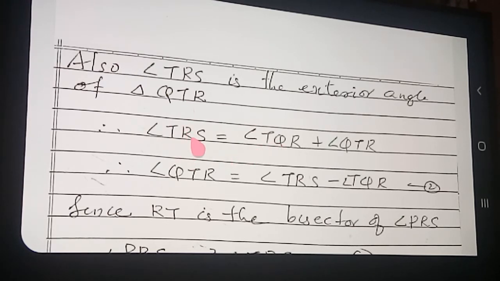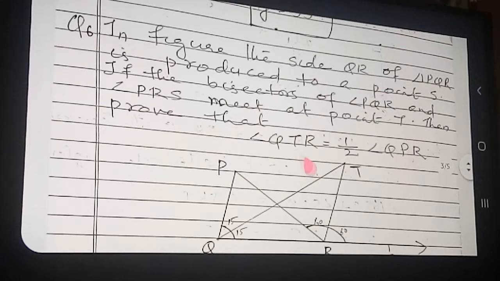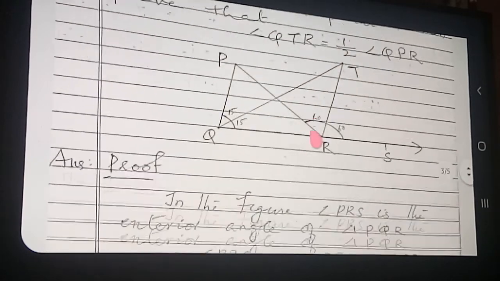Therefore, angle TRS is the exterior angle, no? Therefore, which angles will we write? Q and T. So, angle TRS equals angle TQR plus angle QTR. From this we will also find out angle QTR. Angle QTR is equal to angle TRS minus angle TQR. You got equation number 2. QTR you also need in your question. Now see here, question C. QPR you found in one equation, and QTR you found in the second equation. Now this first and second we will connect.